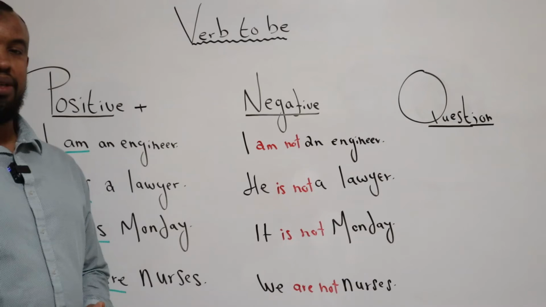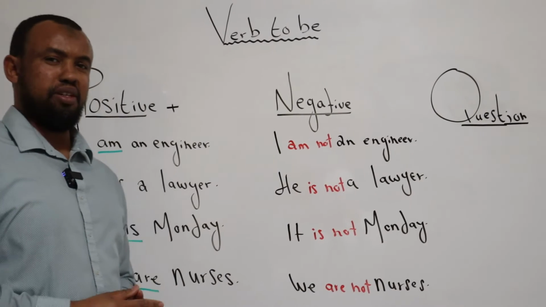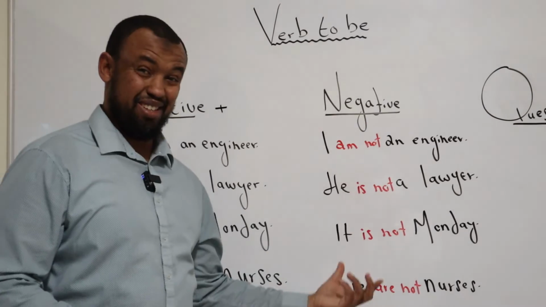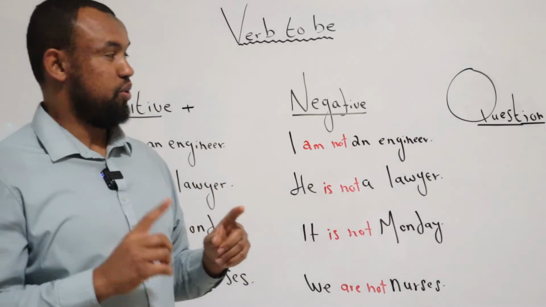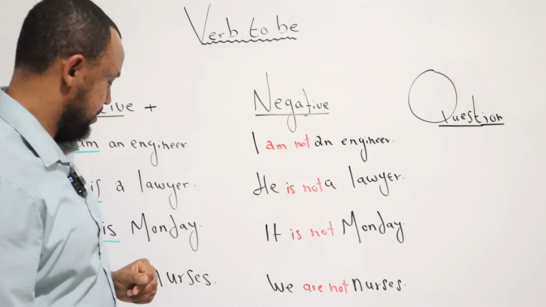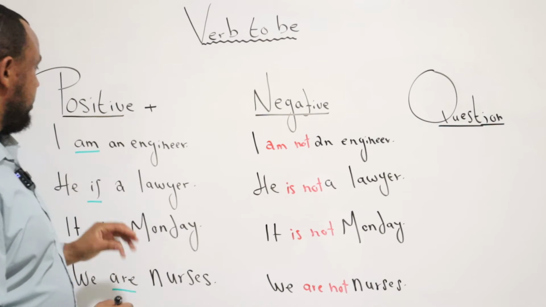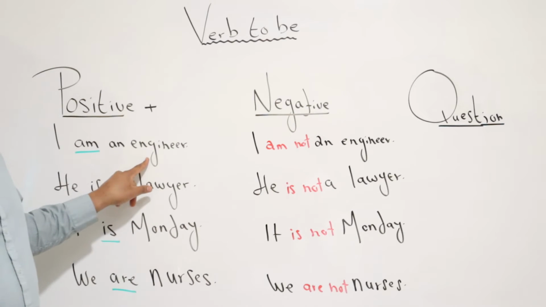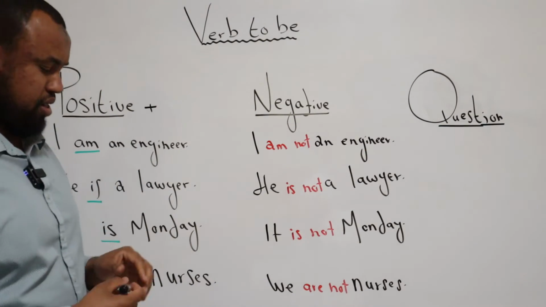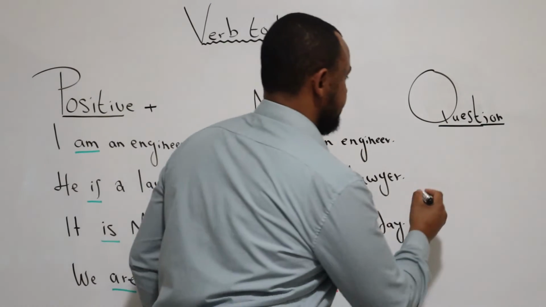Fantastic so far? So far we have looked at using the verb to be in the positive, in the negative format. Now, what do we do about the question format? Okay? Let's try to do this. So, I am an engineer. Negative, I am not an engineer. Now, let's try to do the question.